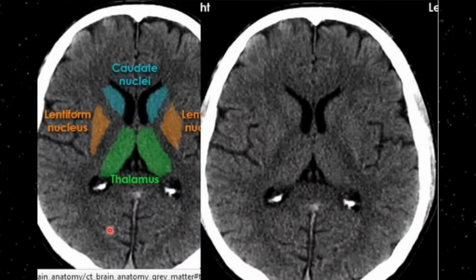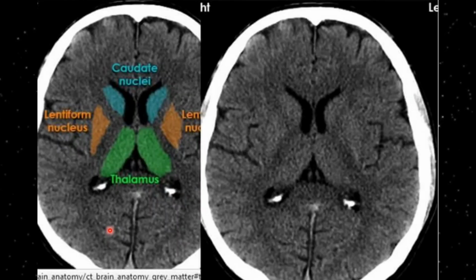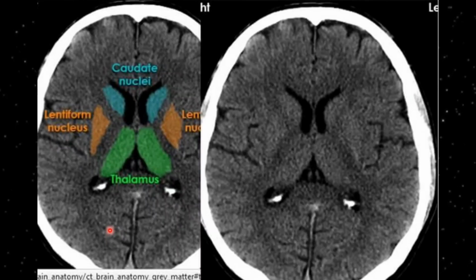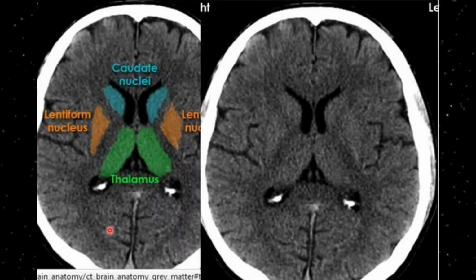The dark space between the caudate nucleus, the lentiform nucleus and the thalamus is the area which is called the internal capsule. So the internal capsule has its limbs: the anterior limb, which is posterior to the caudate nucleus and anterior to the lentiform nucleus, and there is the genu, and then there is the posterior limb. The posterior limb is posterior to the lentiform nucleus and anterior to the thalamus.